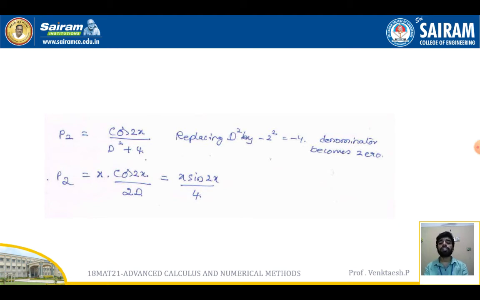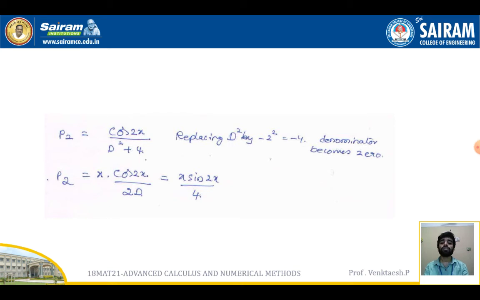Since here directly we can't simplify the d value, I'm going to multiply and divide with d. So I will get x into d cos 2x divided by 2d square. To make the d value d square, I am multiplying and dividing with d. So differentiating sin 2x with respect to x, I will get 2 sin 2x. So 2 gets cancelled, and replacing d square by minus 4, I'll get minus 4 there.